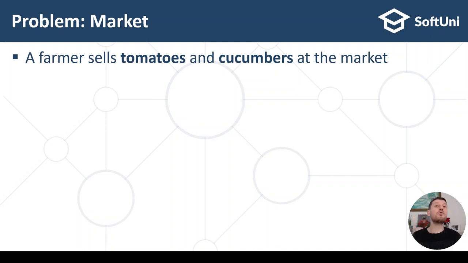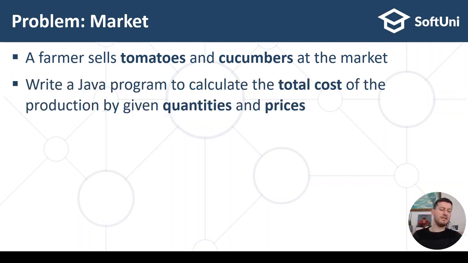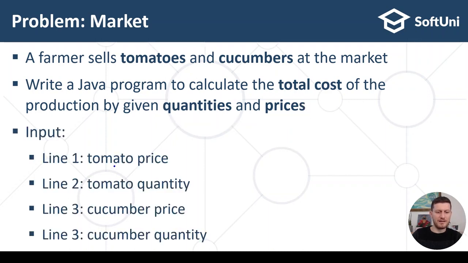The next problem is called market, and it works as follows. A farmer sells tomatoes and cucumbers at the market, the fruit market. So you need to write a Java program to calculate the total cost of the farmer's production by given quantities and prices. So we are given the following: the price of tomatoes, the quantity of tomatoes, the cucumbers price, and the cucumber quantity.